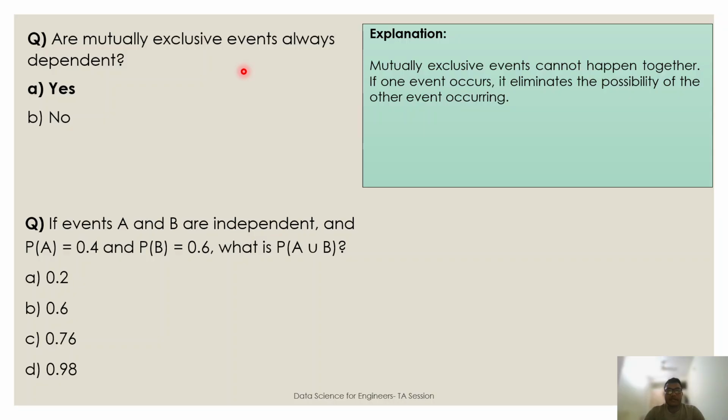Now, if events A and B are independent and the probability of A is given, the probability of B is given, then what is the probability of A union B? A and B are independent right now, so just go through that formula. Probability of A union B is equal to probability of A plus probability of B minus probability of A intersection B. And this is for the independent event. So you know the probability of A intersection B, and that way you can calculate.